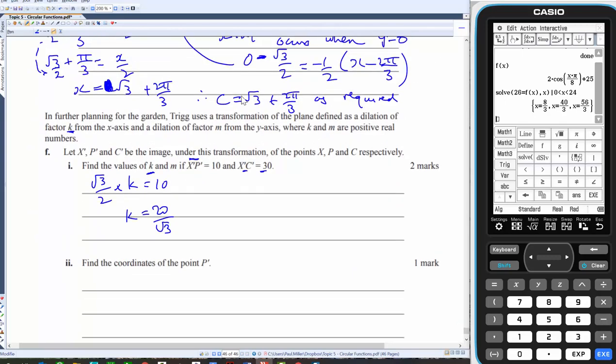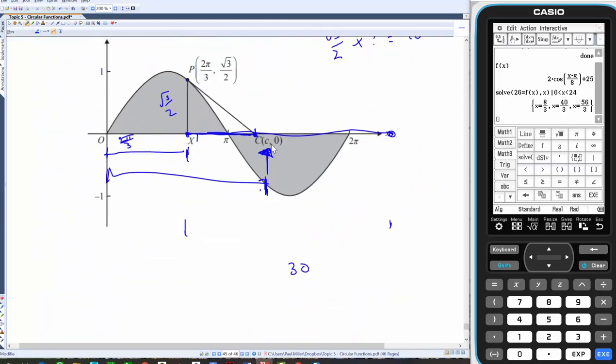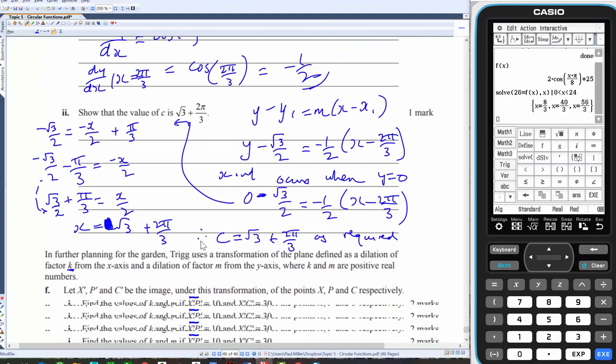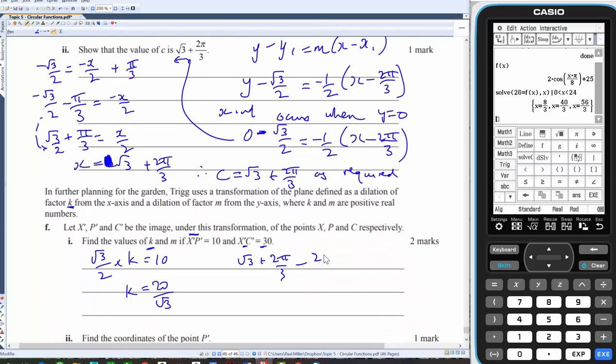So we found out in this question here that C was equal to root 3 plus 2 pi on 3. So we're going to say that root 3 plus 2 pi on 3 take away, so that's the x value there, and we're going to remove 2 pi on 3 from it, take away 2 pi on 3. When I've done this, this value here is multiplied by this m value, this dilation factor m from the y-axis, so it's going to be m, and that needs to equal 30.